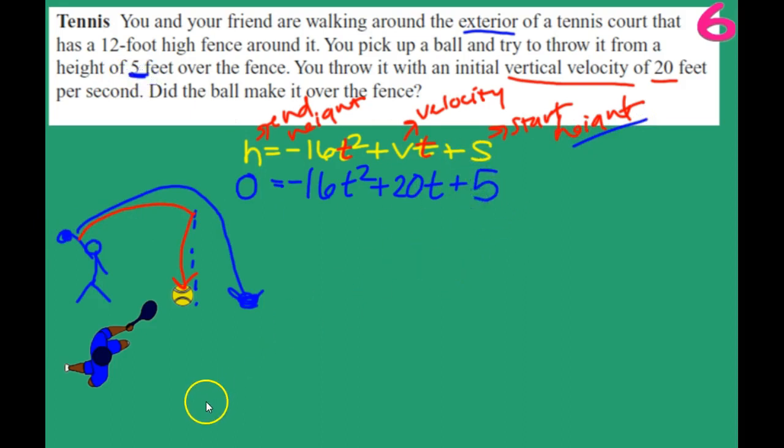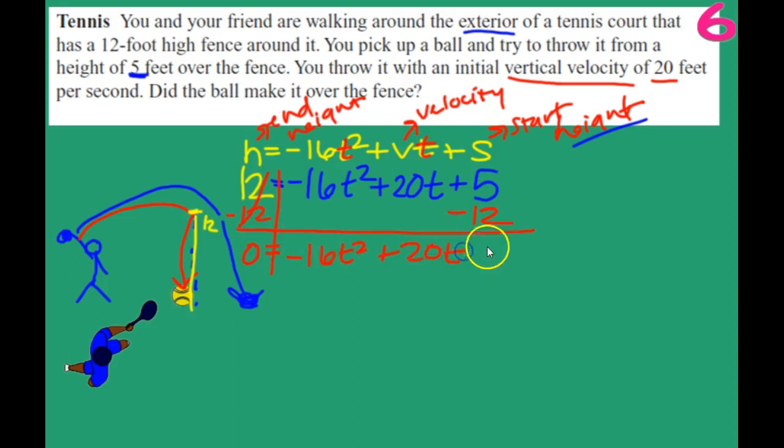so right there. Oops, I made one mistake. Our ball should get over our fence, and the top of the fence right here is 12 feet. So we want it to end at least over 12 feet. So this is in our quadratic formula, except for that it's not equal to 0. So I'm just going to subtract 12 from both sides to make it equal to 0. So we have negative 16t squared plus 20t, and now we have a negative 7.